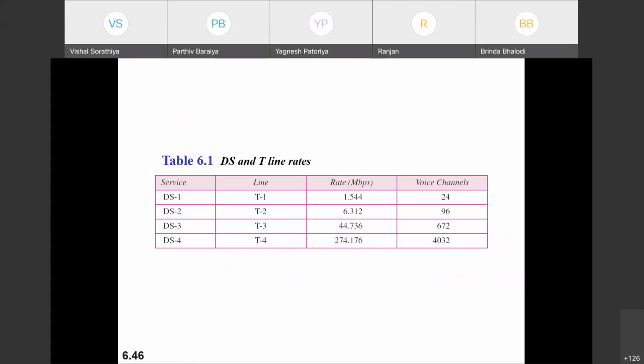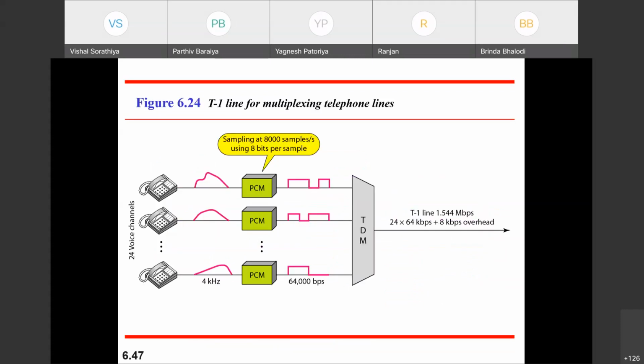So in the first level, DS1, there are 24 channels, and it increases to 96, then 672, and at the end 4032 channels. So you can say that with such a DS4 system it can accommodate about 4,000 channels simultaneously if you are using such a hierarchy. And it will look like this.